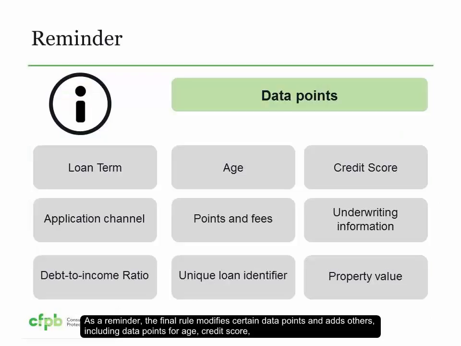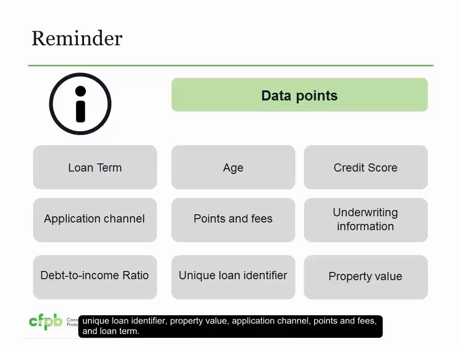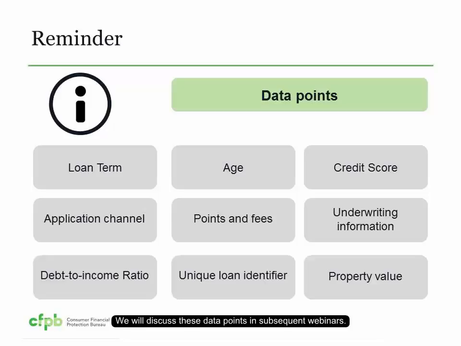As a reminder, the final rule modifies certain data points and adds others, including data points for age, credit score, automated underwriting information, debt-to-income ratio, unique loan identifier, property value, application channel, points and fees, and loan term. We will discuss these data points in subsequent webinars.